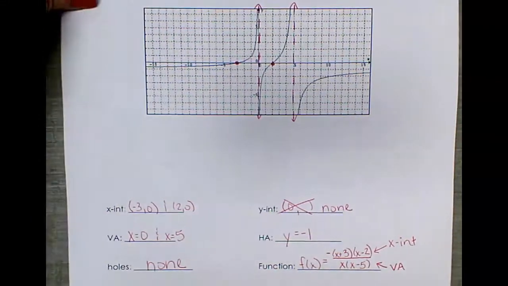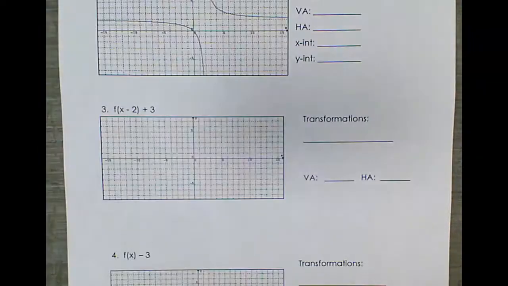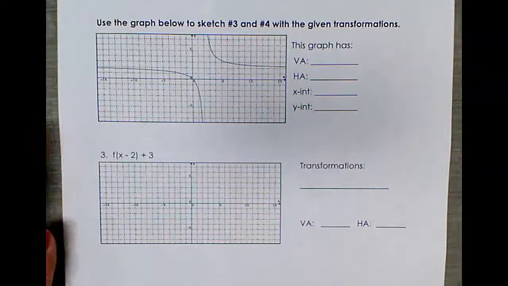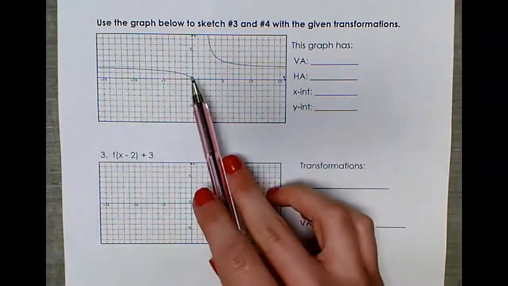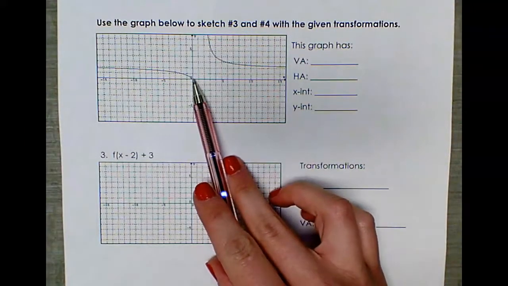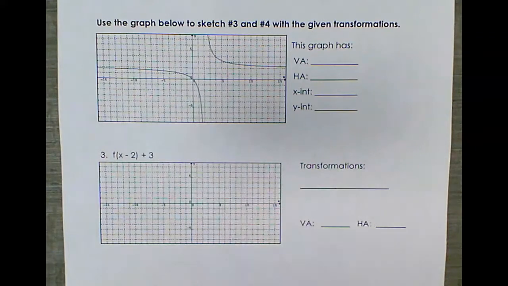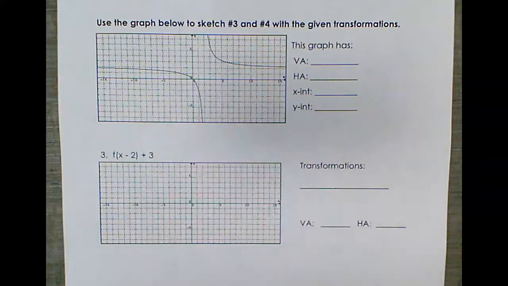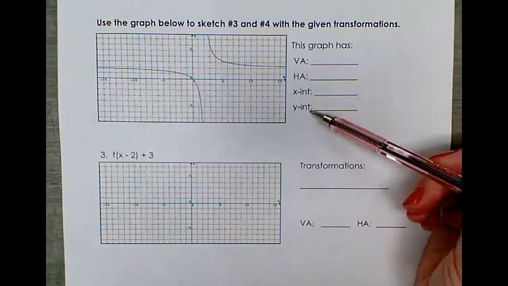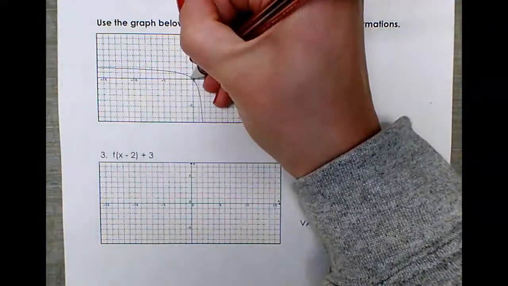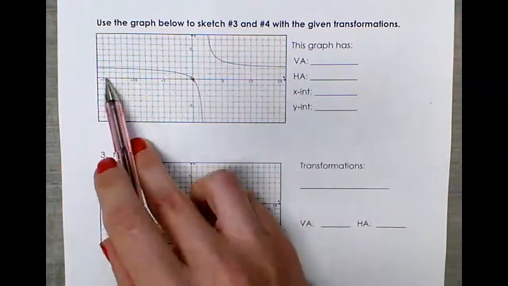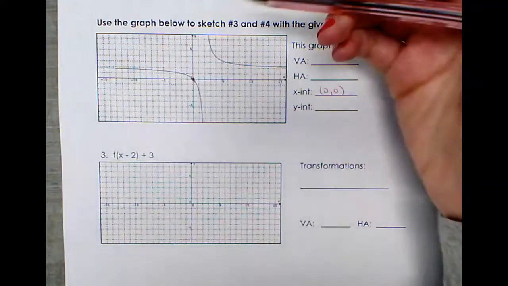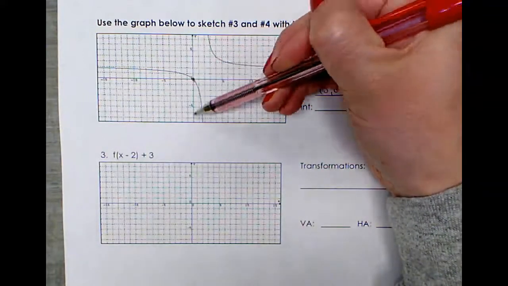All right, let's look at the last page. It says, use the graph below to sketch 3 and 4 with the given transformations. This is your starting graph, and then numbers 3 and 4 are transformed graphs from this one. So let's figure out the asymptotes and the intercepts. The intercepts are pretty easy. The x-intercept crosses at the origin, (0, 0). And the y-intercept also crosses at the origin, (0, 0).